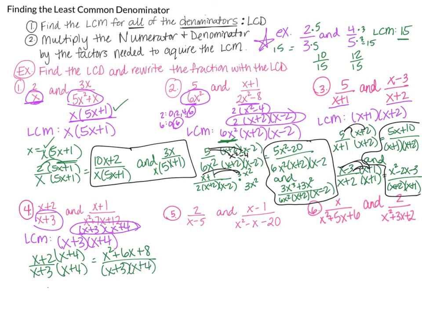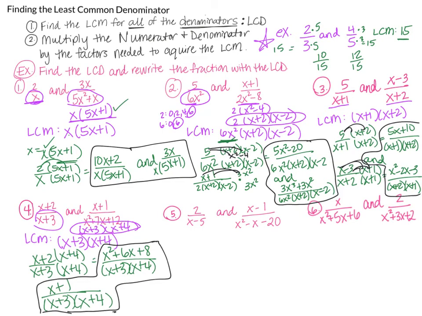Okay. Looking at my next fraction, I had x plus 1 over x plus 3 times x plus 4. Guess what? I don't need anything, right? It already has the common denominator. So that second one is already finished. Okay, so let's look at our next one here.